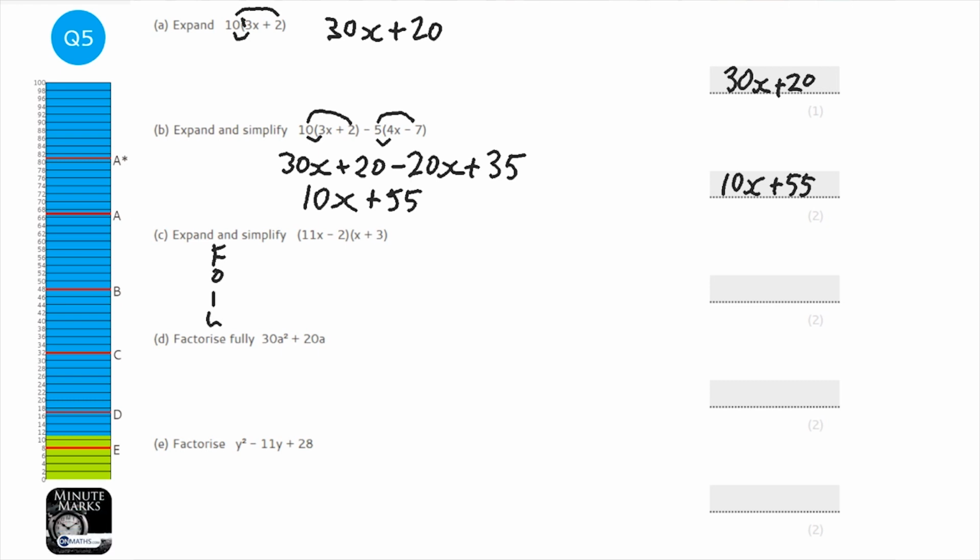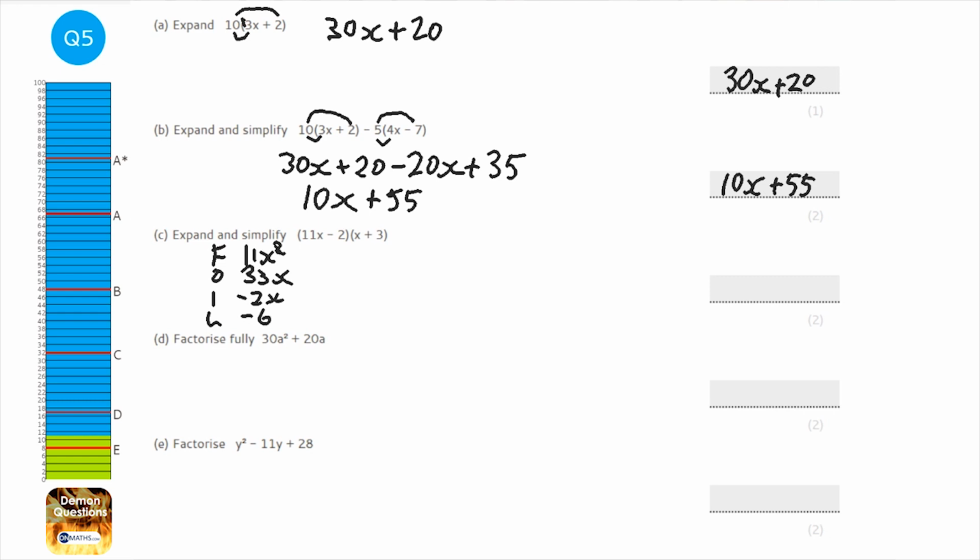So the first two is 11x times x, which is just 11x squared. I do a little squared sign. Outside is 11x times 3, which is going to be 33x. Next one is the inside, which is minus 2 times x, which is minus 2x. And last one is minus 2 times 3, which is going to be minus 6.